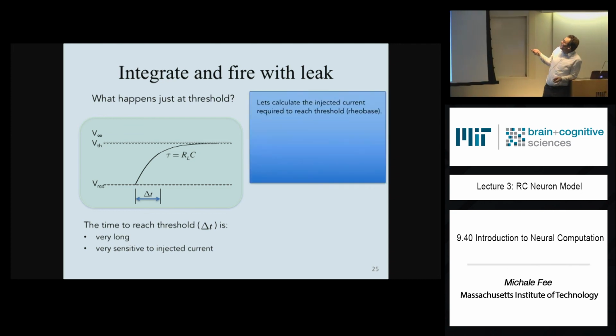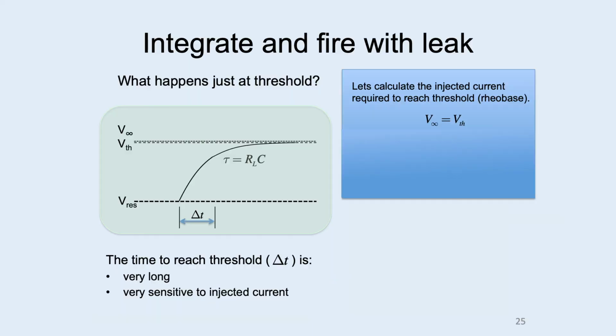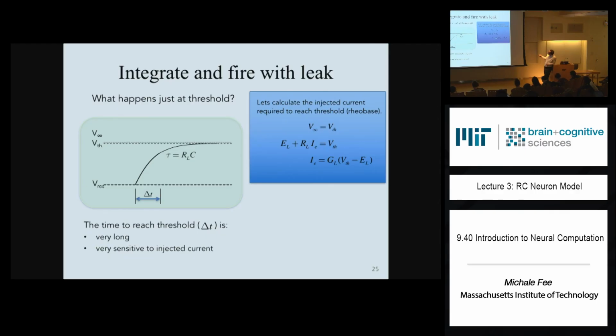We can calculate the injected current required to reach threshold. That's called the rheobase. We just set V infinity equal to V threshold, right? We use our equation for V infinity, and we just set it equal to threshold. Now we just derive the injected current. We just solve for I sub E. That's the injected current required to make V infinity reach V threshold. And you can see that it's just G leak times V threshold minus E leak. Call that I threshold. Okay?